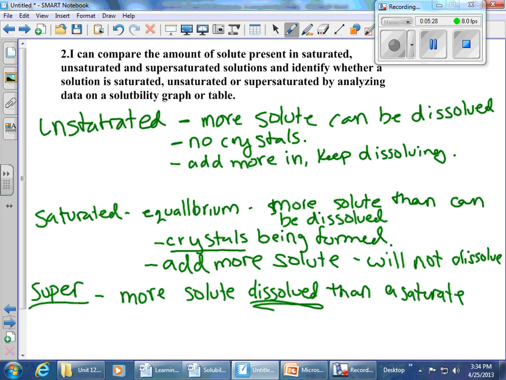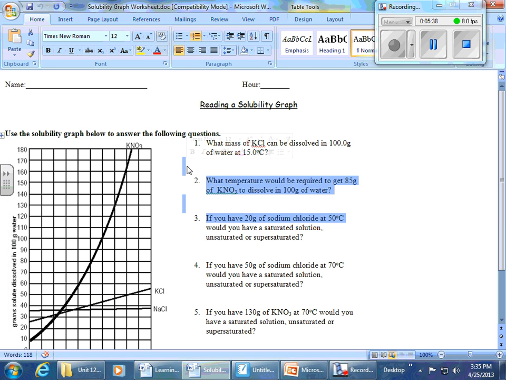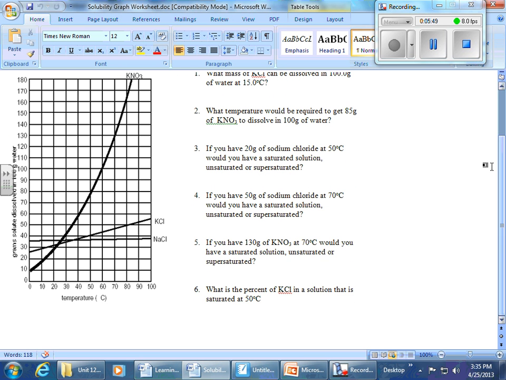You can identify whether a solution is saturated, unsaturated, or supersaturated by analyzing a graph. If we look at the graph, remember if it's on the line at all, or above, it is saturated. We're looking at KNO3 here. If we're looking at KCl, it's this line, and NaCl is that one. Below the line is unsaturated. Supersaturated, we're not going to really analyze on this graph.